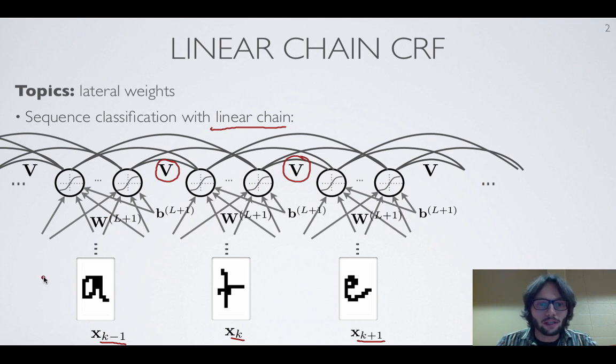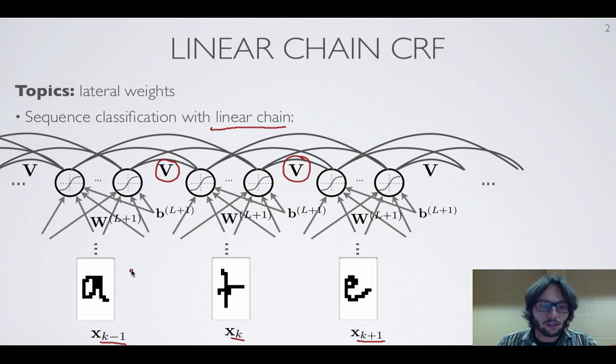So the goal of doing this is so that the probability assigned at a given position is also influenced by the probability mass that we're assigning at adjacent positions. And so this allows us to model essentially dependencies within the sequence.